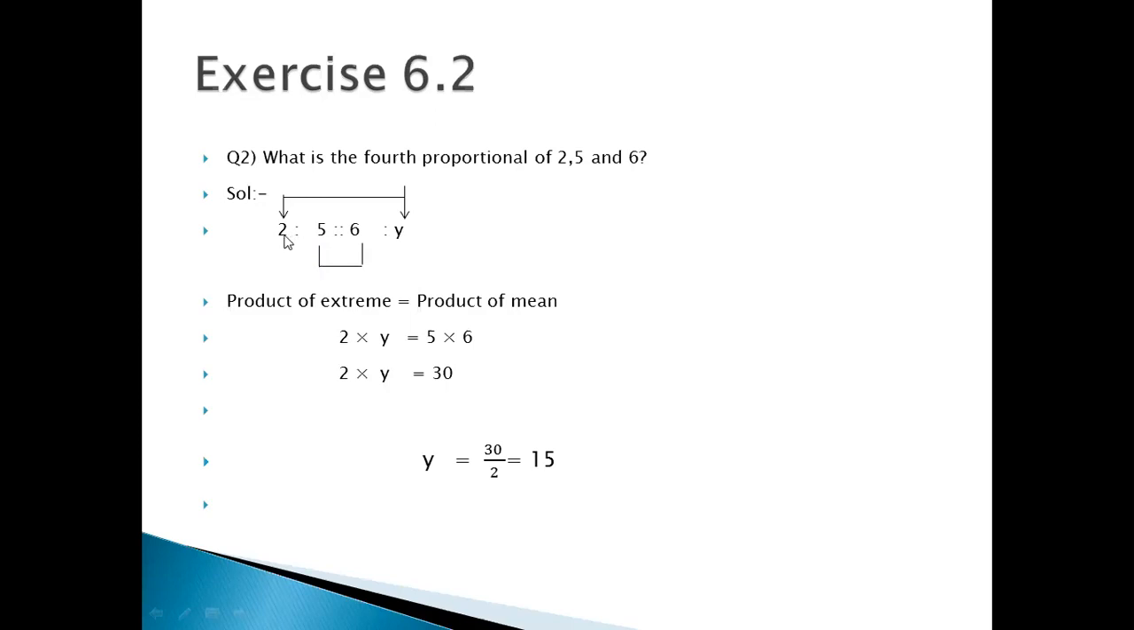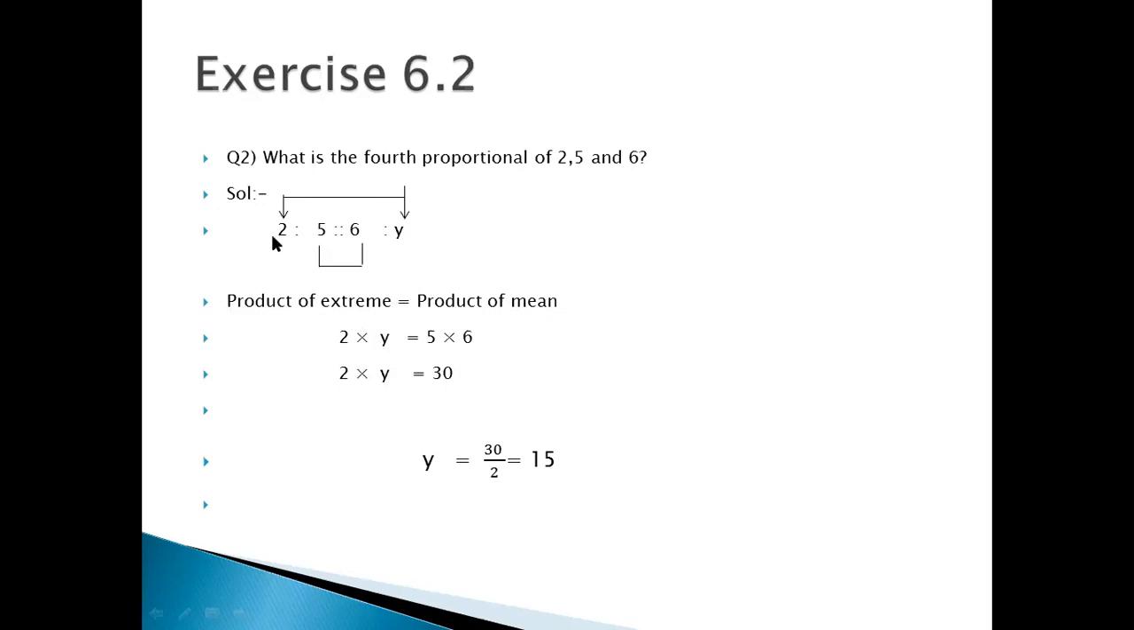In junior classes you already studied that the outside values are called extremes and the middle two values are called means. So in proportion, this is the formula: the product of extremes, meaning the multiplication of the outside values, is equal to the product of means, meaning the multiplication of the middle two values. This is the formula for proportion to find the unknown value. You remember that the product of extremes is equal to the product of means.